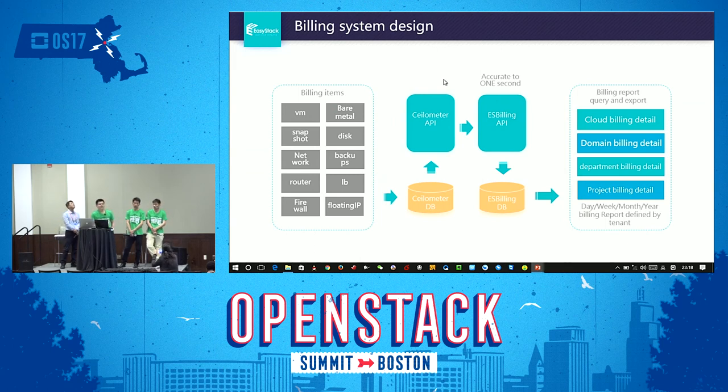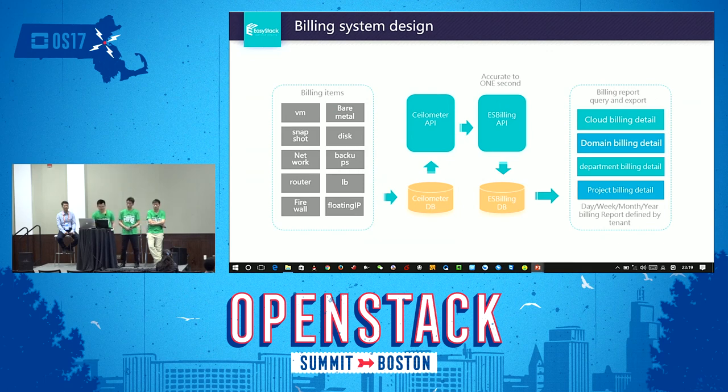this is the billing system design. Based on Ceilometer resource metrics data, the billing system defines the items of disk and VMs. Billing will calculate the cost accurately. At second level, all the data will be updated into the billing database. Billing will also organize the basic statistics data into different levels: cloud, domain, department, and project.